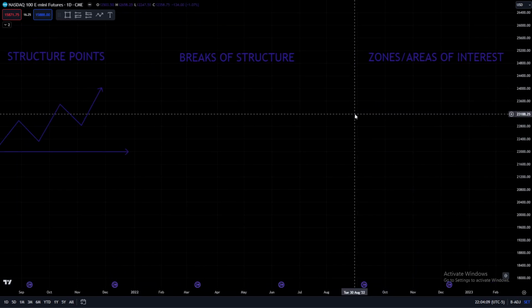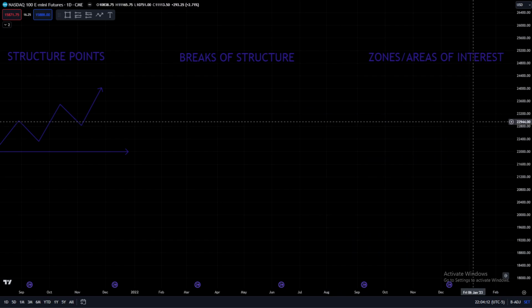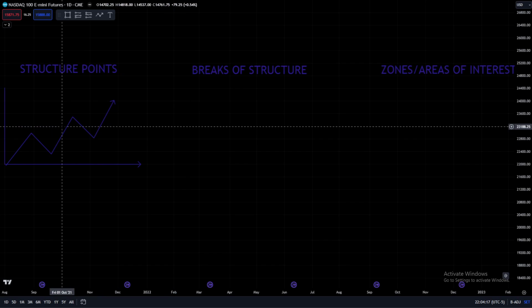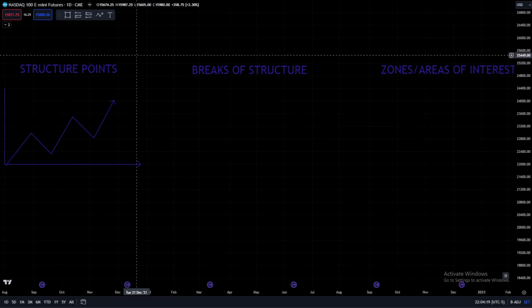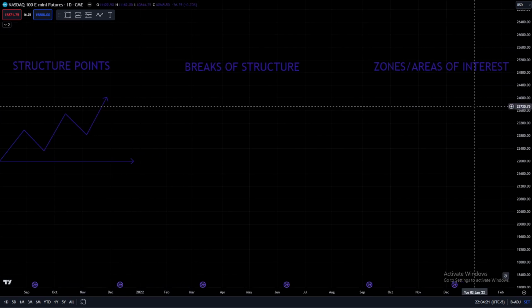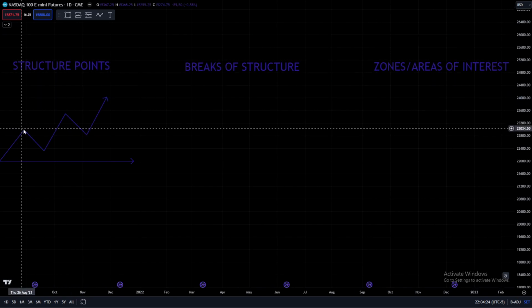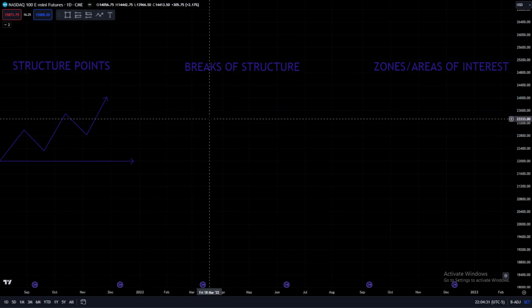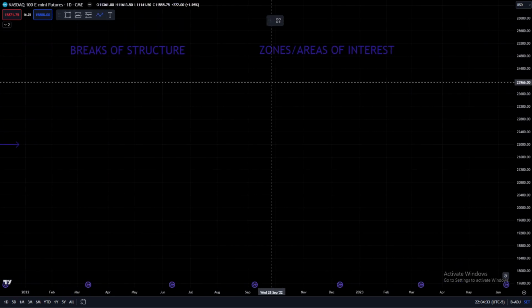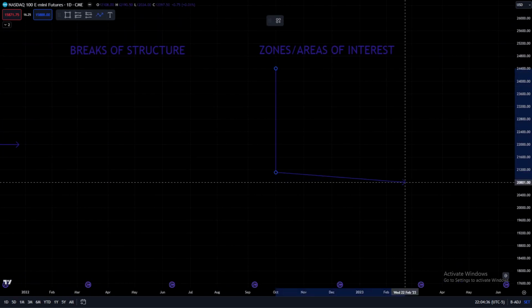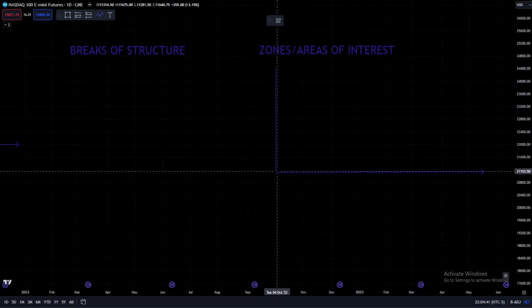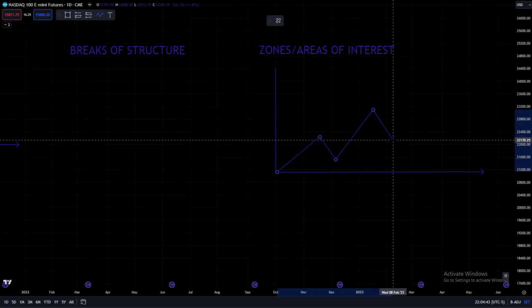And we're gonna go into zones and areas of interest. Like I said, pretty much just structure points, but I'm gonna explain to you how they lie within. Essentially, what zones and areas of interest are is they explain why the market is deciding to pivot from these areas, right? So I'm gonna make another one of these things like that, and then another uptrend here, just to give you an example.